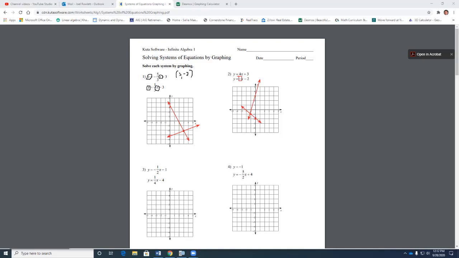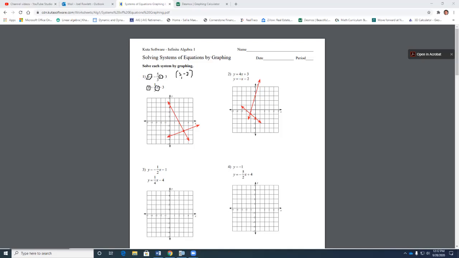Now, this is the thing I don't like about graphing. If you look at this, it's not very obvious what the solution is because graphing is not always perfect. Even with the computer, sometimes we can be a little off. So let me show you another way we could solve this without graphing. It's a method called substitution.